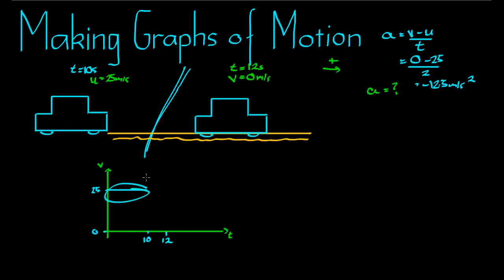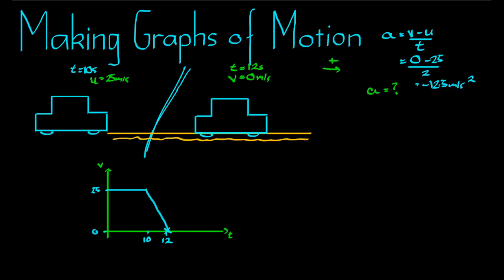It also says to us the gradient of that line is 0, therefore the acceleration in those first 10 seconds was 0. But in this 2 seconds that has elapsed between these two pictures, it decelerates, or it has negative acceleration. So it goes from 25 meters per second to 0. At t equals 12, we can mark that point in there. And then if we assume it has constant acceleration, we just draw a straight line down, linking those 2 points.